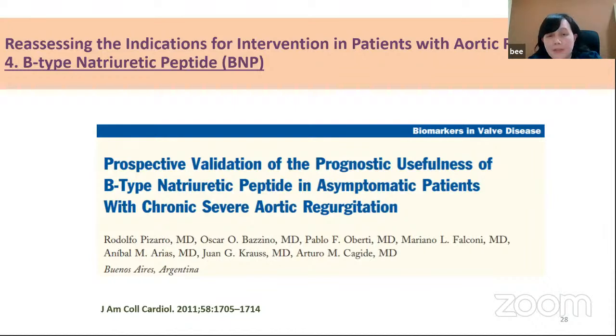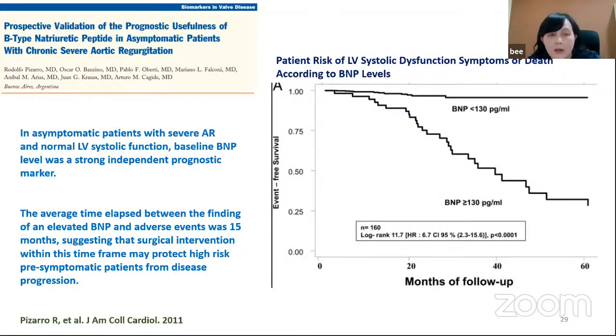Now, B-type natriuretic peptide and N-terminal pro-B-type natriuretic peptide result from the breakdown of pro-BNP, and they're neurohormones that are primarily released from the ventricular myocardium in response to increased myocardial wall stress that can be seen in chronic aortic regurgitation. What this paper found was that BNP can predict the risk of disease progression for patients having severe aortic regurgitation at the subclinical level. They also found that persistent BNP elevations during serial follow-ups were associated with worse outcomes of left ventricular dysfunction, heart failure symptoms, and death after a duration of about 15 months.